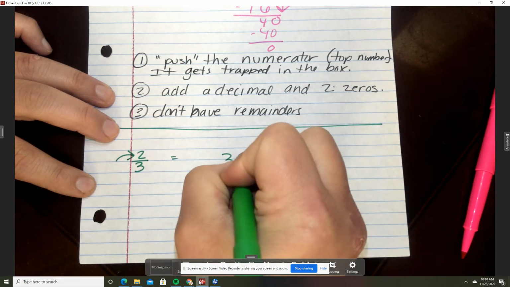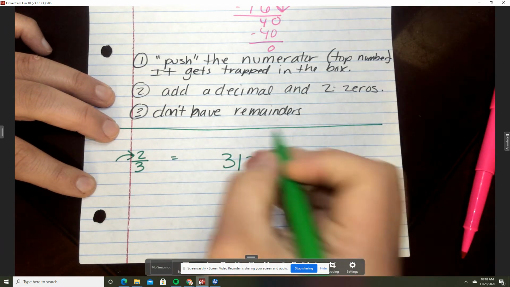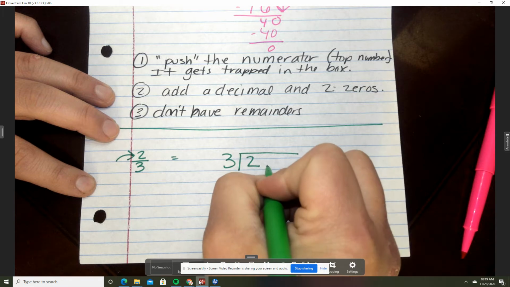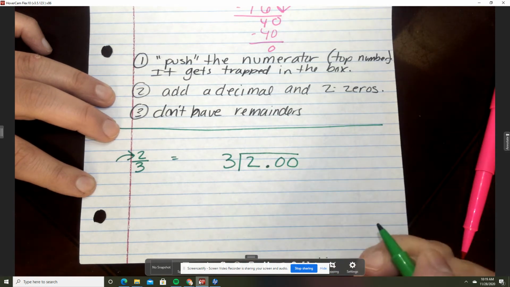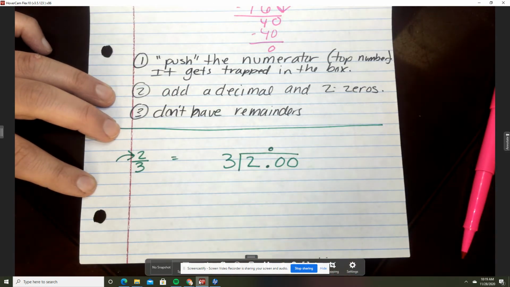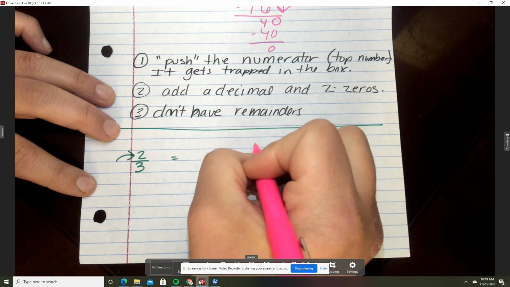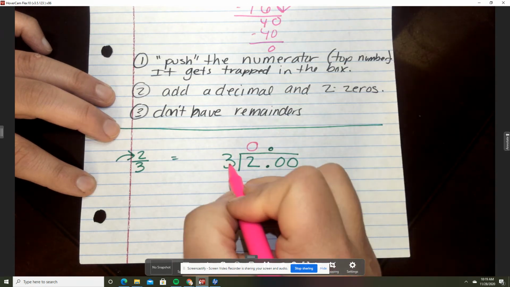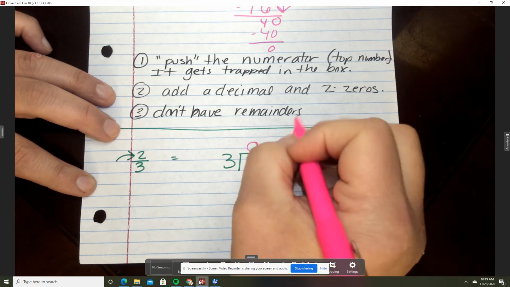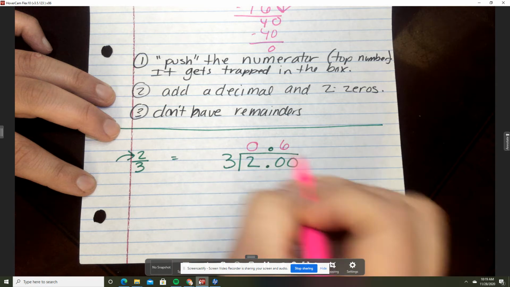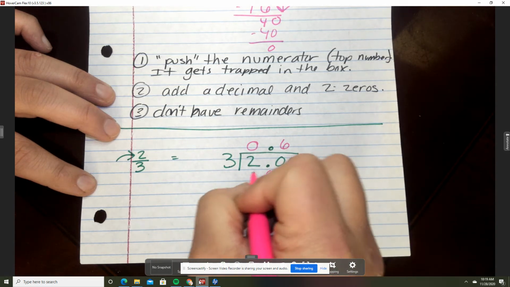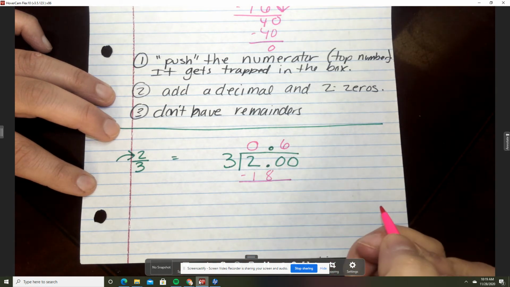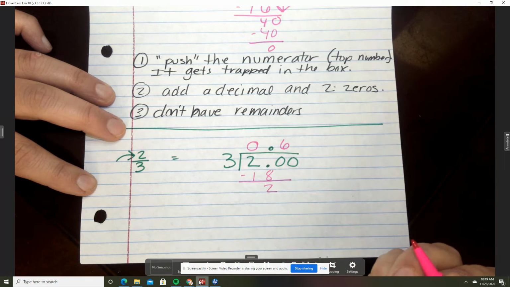And that is going to trap it inside the box. I'm going to add a decimal and 2 zeros. Bring that decimal up. 3 will not go into 2, so I can put a 0 there. 3 will go into 20 6 times. 6 times 3 is 18. When I subtract that, that's going to be 2.